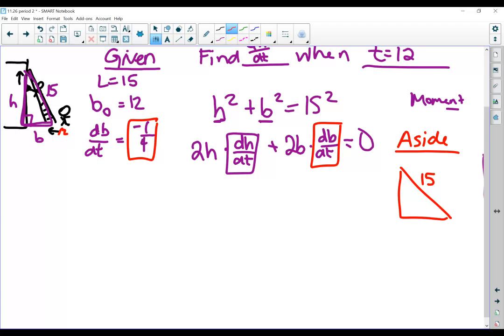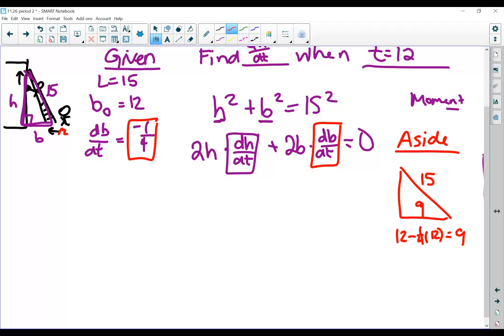So if I know 12 seconds have gone by, I'm just going to do 1/4 times 12 seconds and then do 12 minus that to get my base. And that's going to give me a base of 9. So at this moment, the base of the triangle is 9.